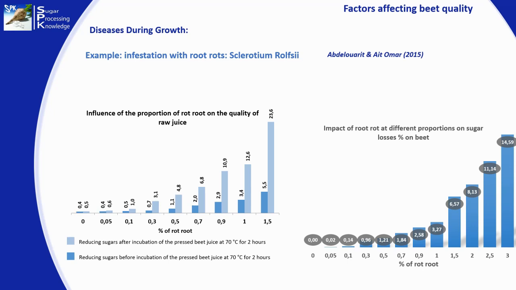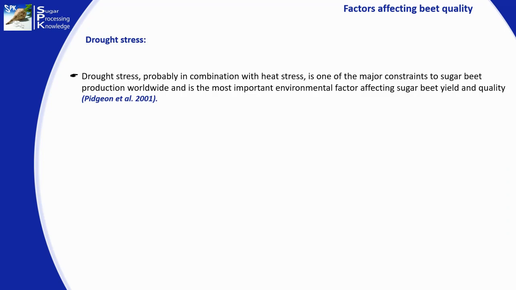Another factor affecting sugar beet quality is drought stress. So drought stress, probably in combination with heat stress, is one of the major constraints to sugar beet production worldwide and is the most important environmental factor affecting sugar beet yield and quality. Thus, in the face of drought stress, the concentration of dry matter will increase.